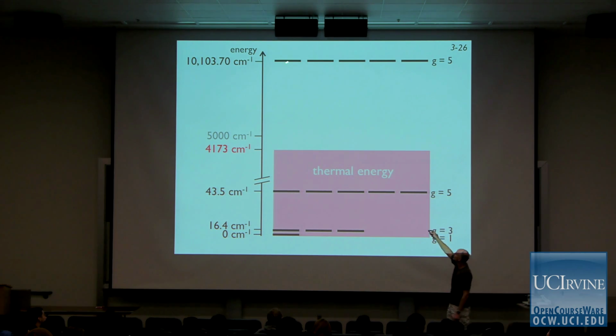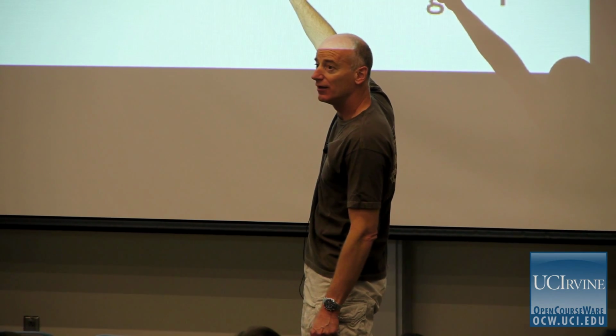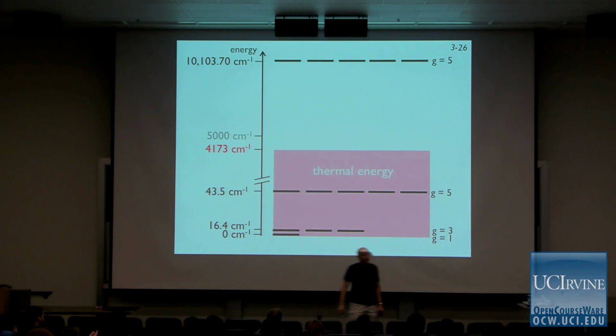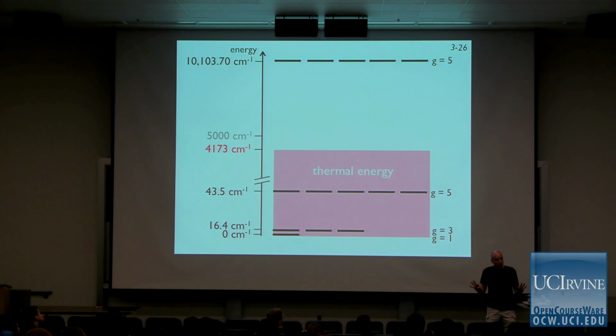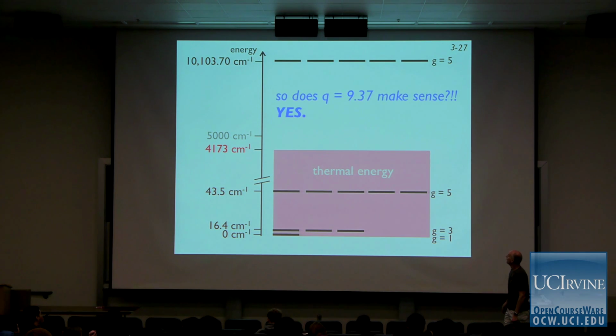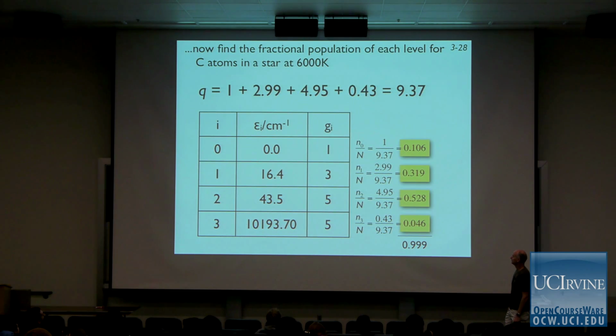What that 0.37 is telling us is that there's some occupation of this guy, even though he's way up there. It's a little surprising. That's a big energy gap. 5,000 wave numbers. 6,000. But we can use our intuition to tell us that this 9.37 is right about what we would expect. Awful close. Yes, 9.37 does make sense.